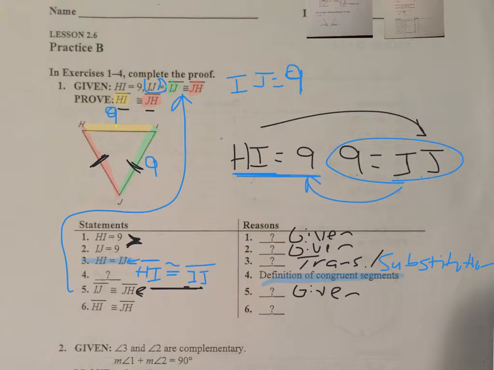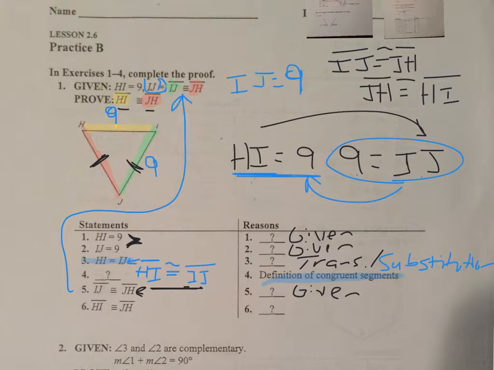If we're going to use the transitive, here's what it looks like. We've got IJ is congruent to JH, and we've got JH segment is congruent to segment HI. These two line up, so I can jump over them and just say the first and the last are congruent. So that's a way to get there using the transitive property.